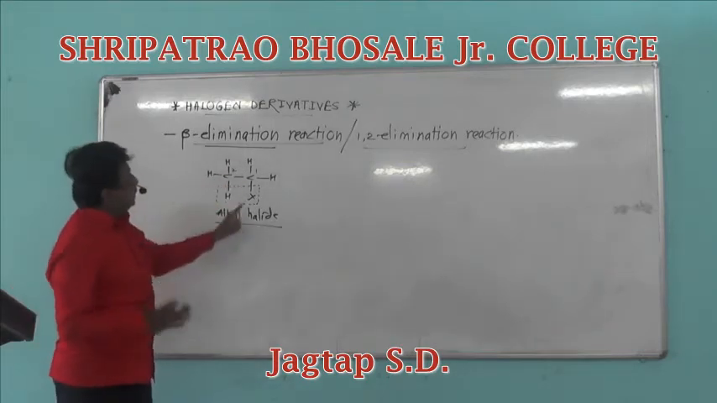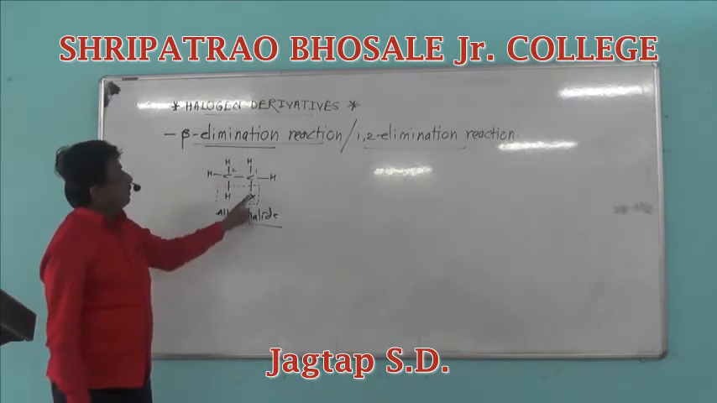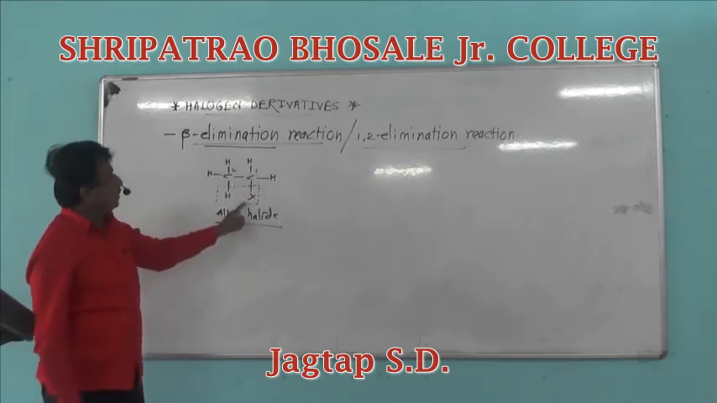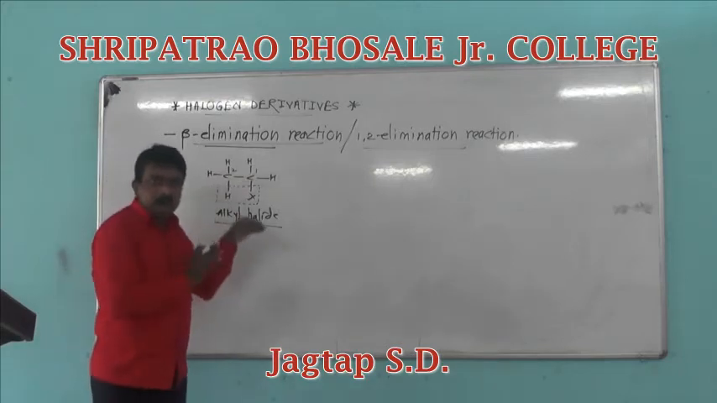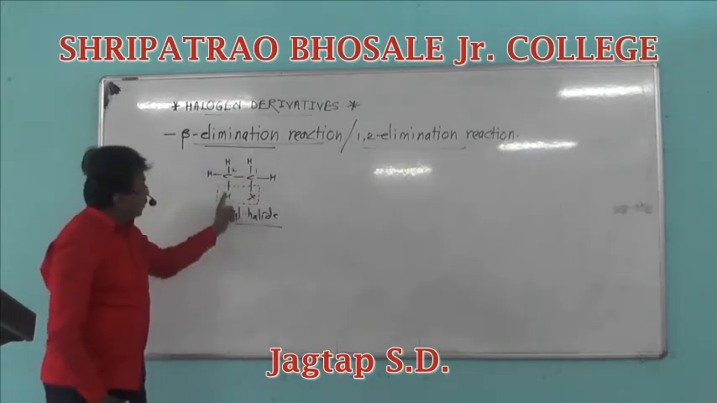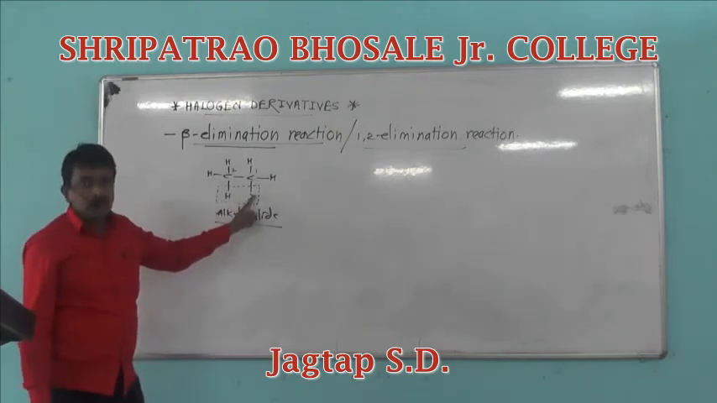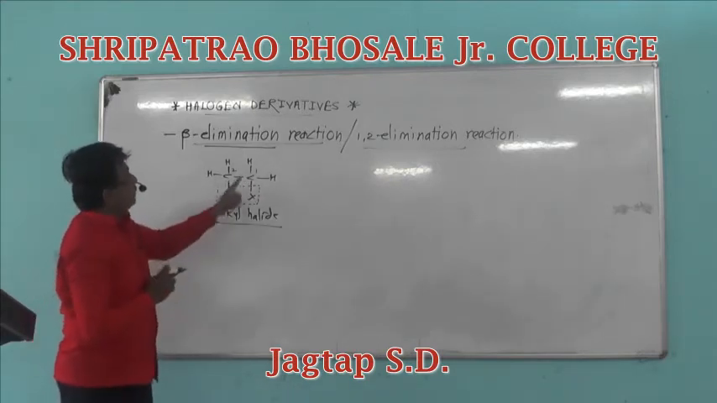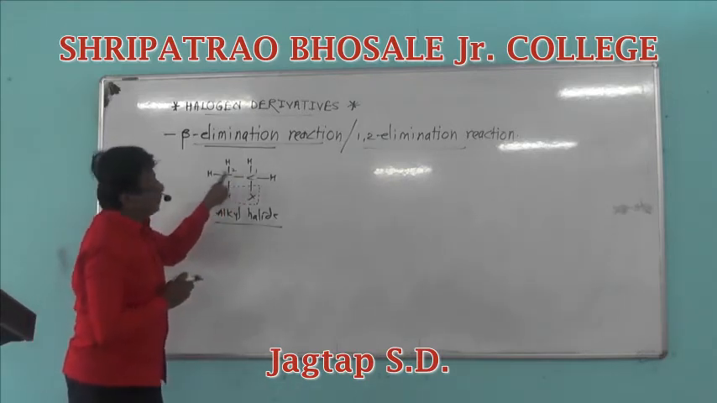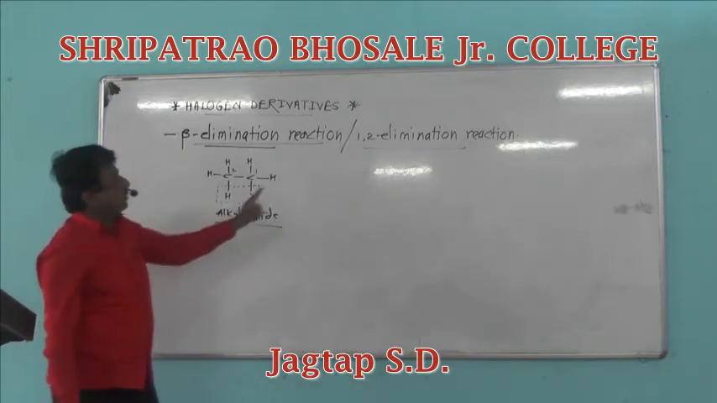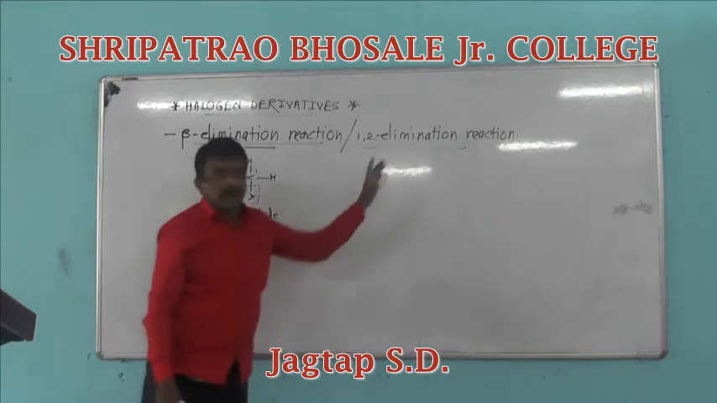According to the IUPAC system, the position of the halogen atom is indicated by the lowest possible number. The position of the halogen atom is 1 here. The removal of hydrogen halide takes place from adjacent carbon atoms, that is, from the 1,2 carbon atoms. Therefore, it is known as the 1,2 elimination reaction.